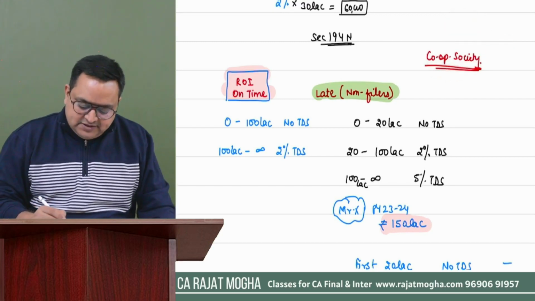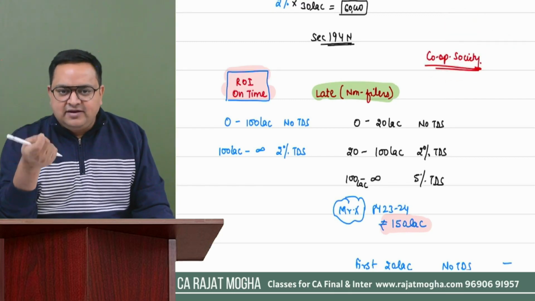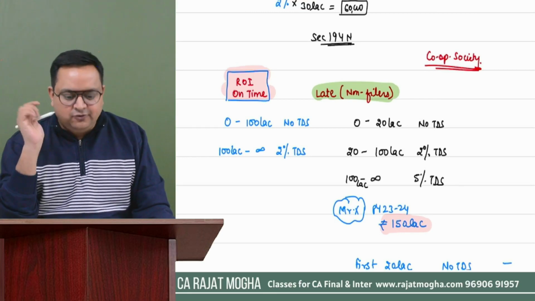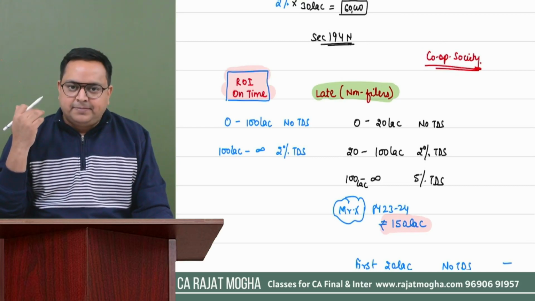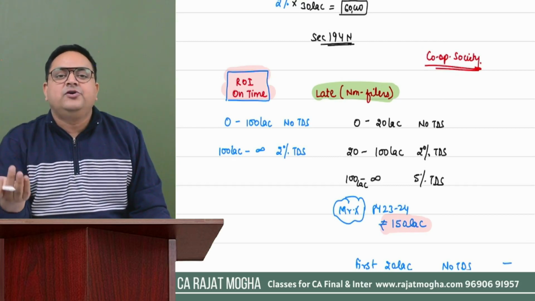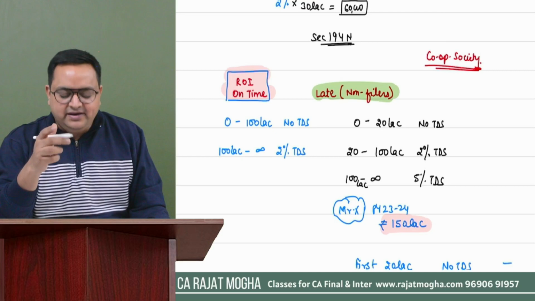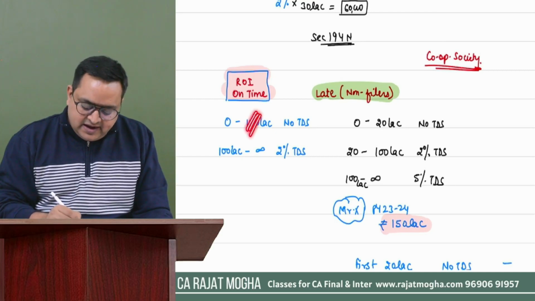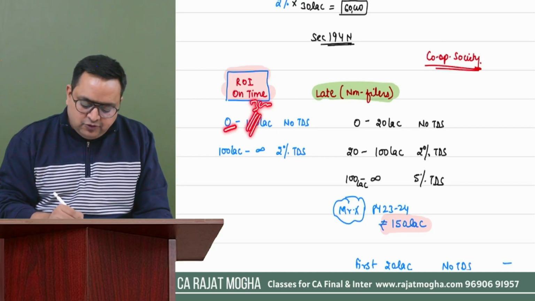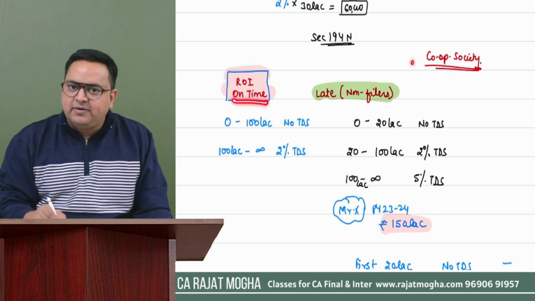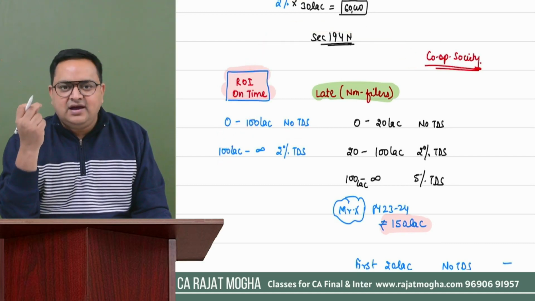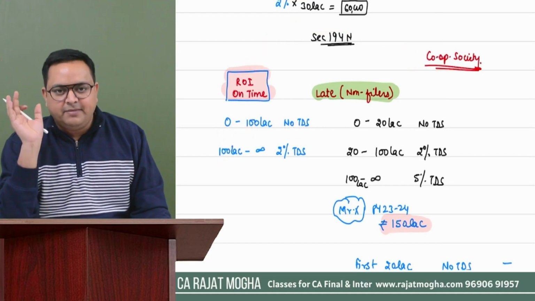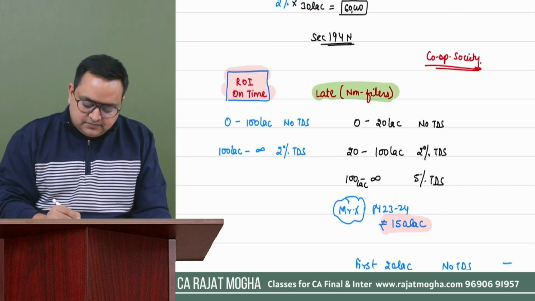So what changes will we make? Wherever we see 1 crore or 100 lakh, we will make it 3 crores. If the person withdrawing the amount is a cooperative society, cut this 100 lakh and make it 3 crores. If this cooperative society is filing its return on time, then 0 to 3 crore, no TDS. Wherever you see 100 lakh, just cross it and make it 300 lakh, 3 crores.